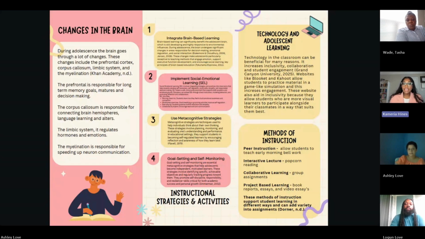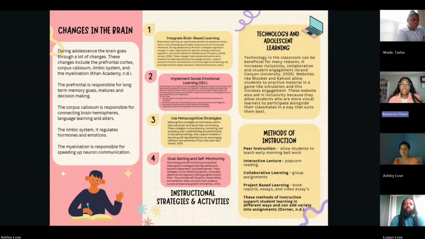Okay. Hi, I'm Cam. Today I'm going to be discussing technology and adolescent learning and methods of instruction in secondary education. So to start, technology in the classroom can be very beneficial for many reasons. It can increase inclusivity, collaboration, and student engagement, according to the article titled Technology in the Classroom: Benefits and the Impact on Education by Grand Canyon University. Websites like Kahoot and Bookit increase student engagement because the interface is game-like, and it also aids in collaboration because students are able to work in teams on the tasks.